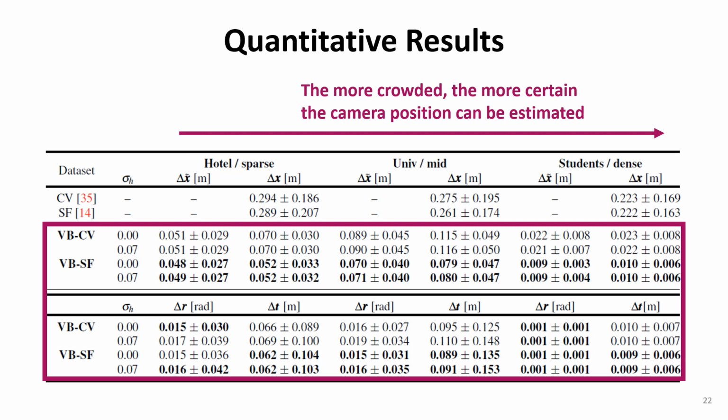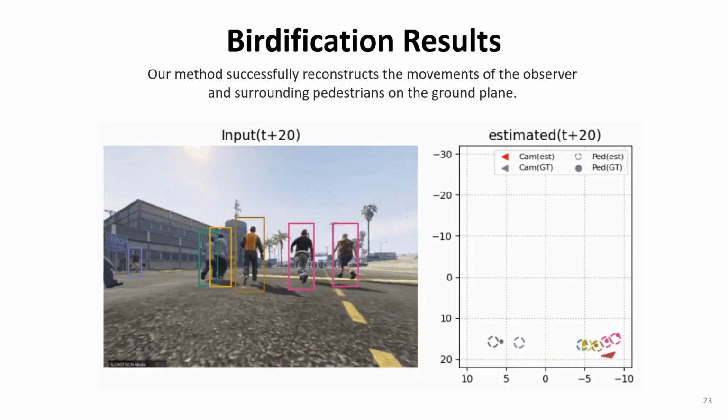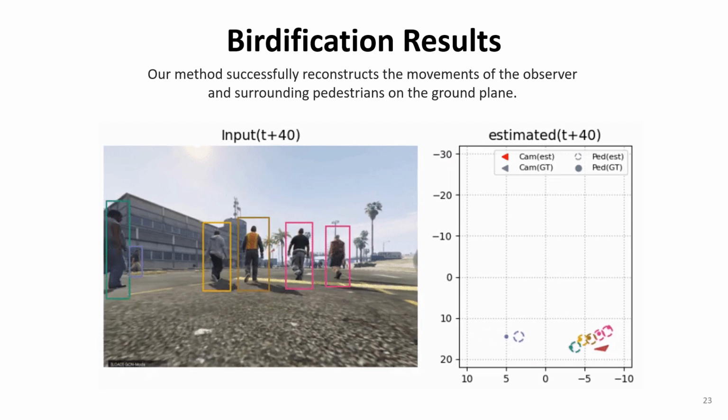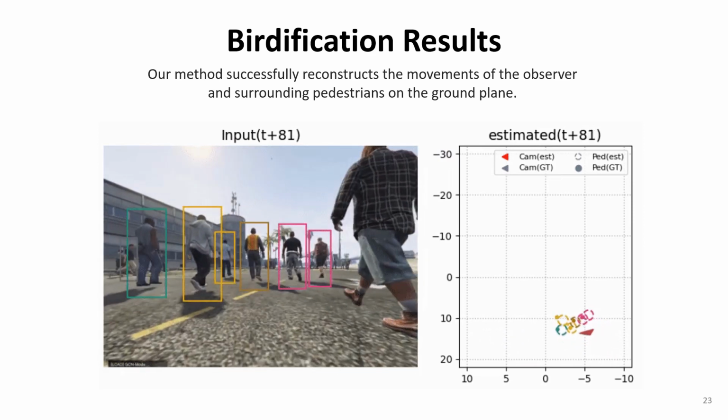Our extensive evaluation demonstrates the effectiveness of our method for crowds of varying densities. Contrary to the conventional SLAM which collapses in cluttered dynamic environments, in our method, the more crowded, the more certain the camera position can be estimated. Here are other results on the game engine dataset. Our method successfully birdifies the movements of the observer and surrounding pedestrians on the ground plane.